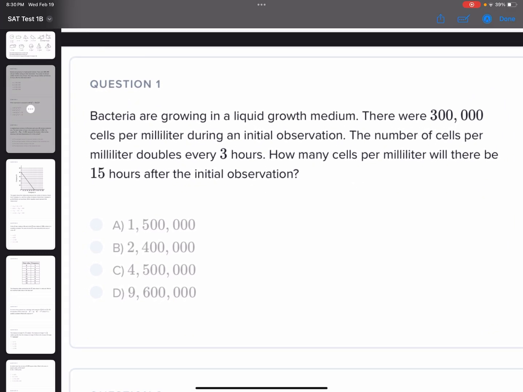Question 1. Bacteria are growing in a liquid growth medium. There were 300,000 cells per milliliter during an initial observation. The number of cells per milliliter doubles every 3 hours. How many cells per milliliter will there be 15 hours after the initial observation?